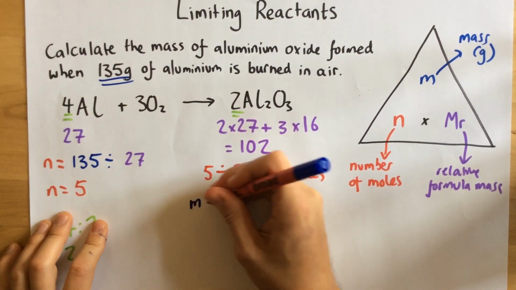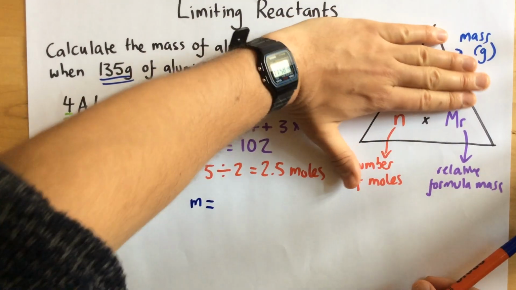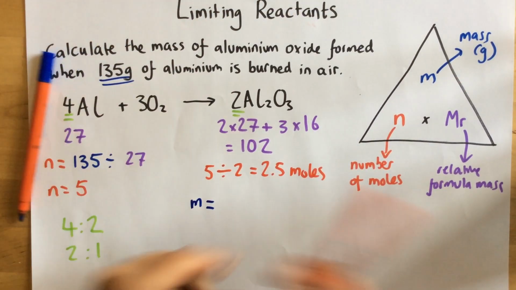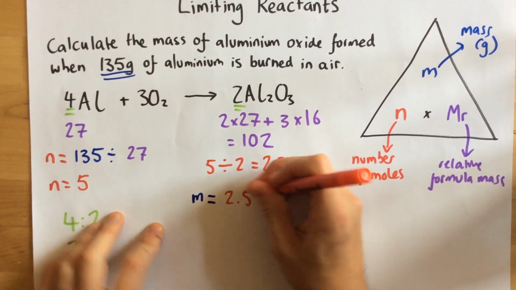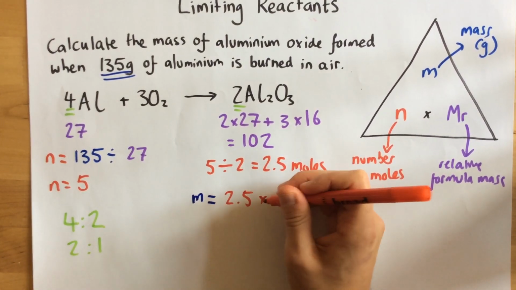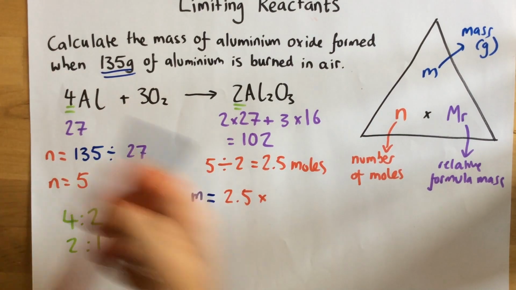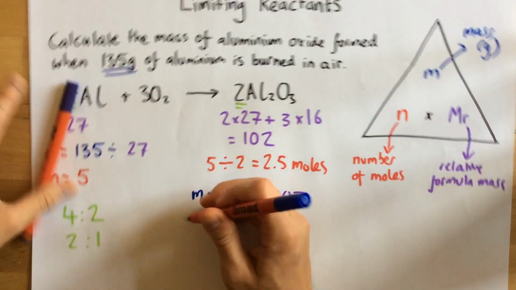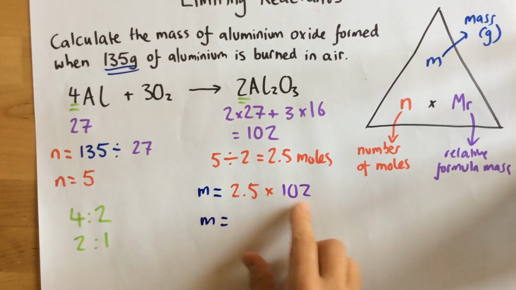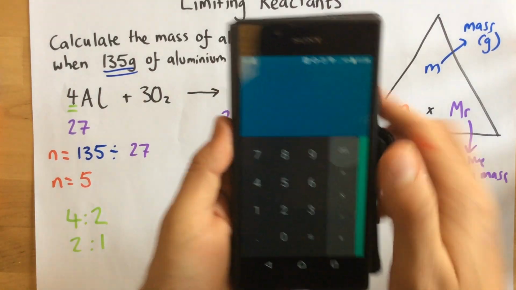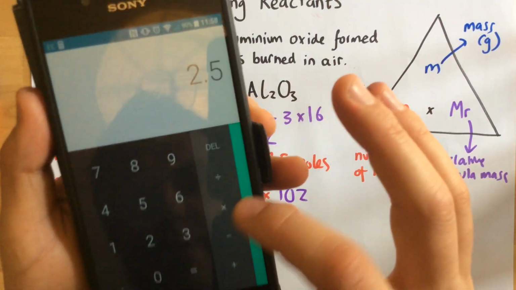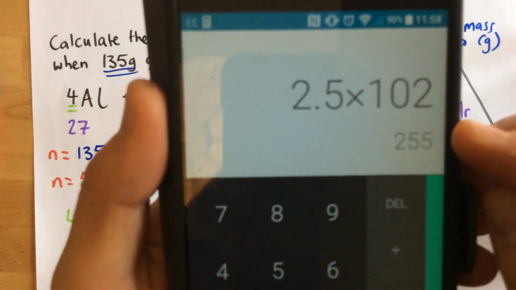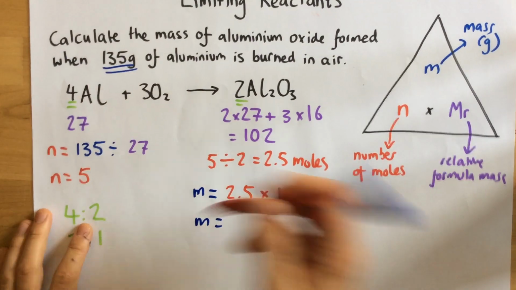To find the mass of this, all that we need to do is cover up the M, and we're left with the number of moles times the relative formula mass. My number of moles here is 2.5, and the relative formula mass of this is 102. So the mass is 2.5 multiplied by 102. The answer is 255 grams.